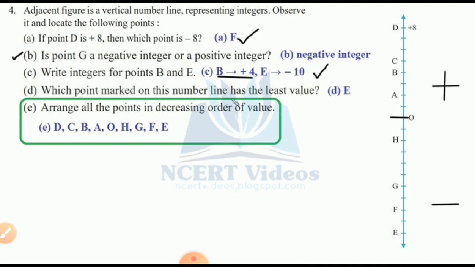Now about the D. Which point marked on this number line has the least value? Least value means the smallest. In negative numbers, a bigger number is smaller. So -10, that's the smallest number.